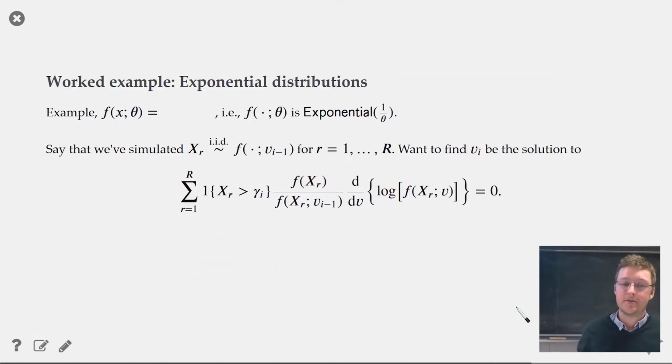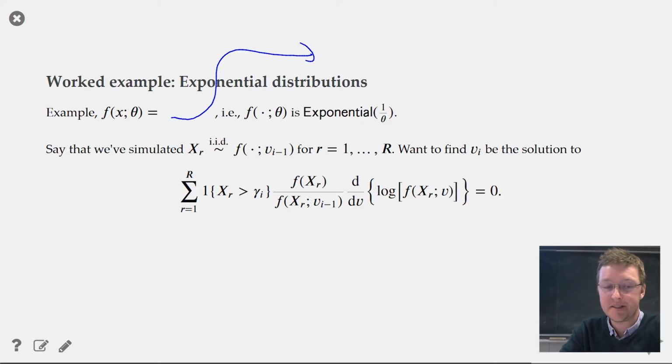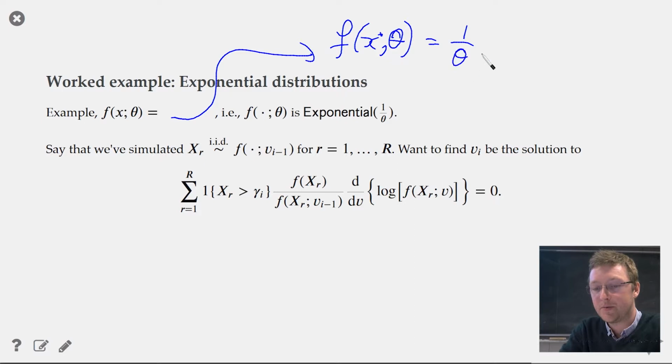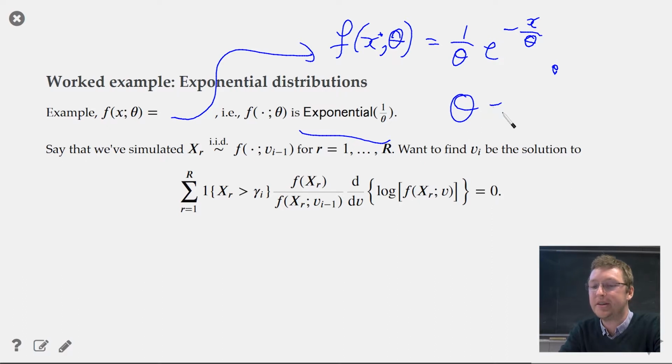So let's try this for a simple example. Let's say we're looking at exponential distributions, and the family we care about, f given theta, is just 1 on theta e to the minus x on theta. Sort of working backwards, theta is the expected value of this exponential distribution.